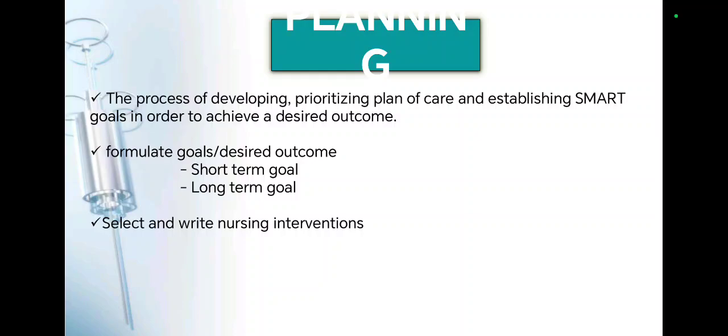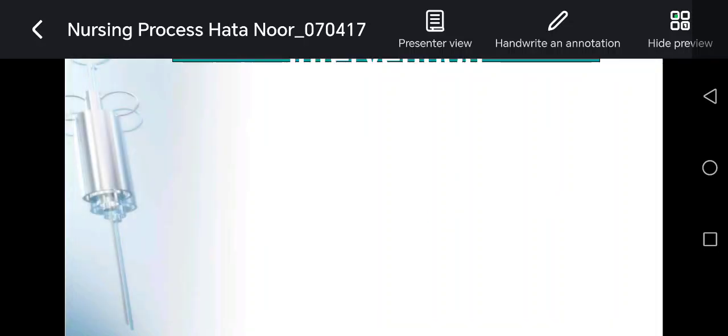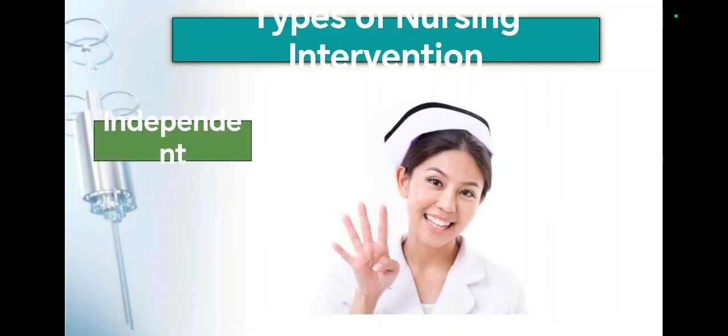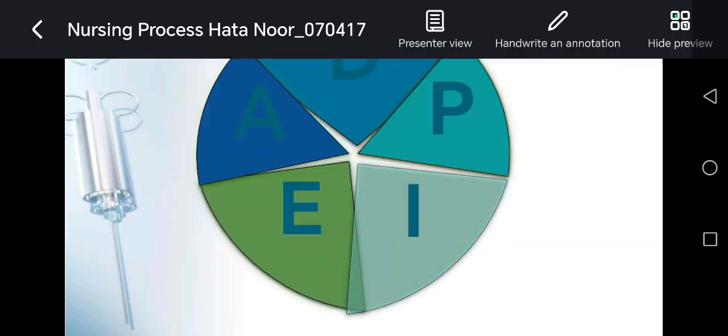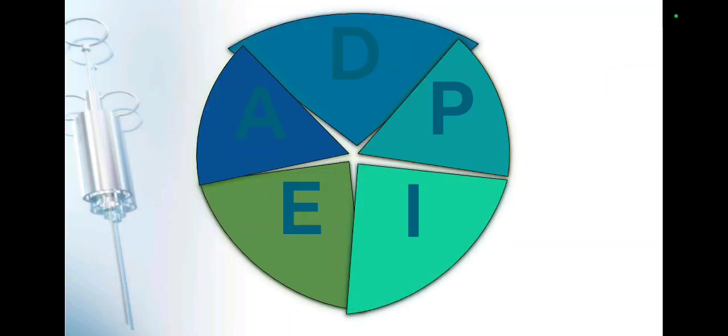Now, again, I've mentioned nursing interventions can be independent, dependent, or interdependent. So, you will identify what are the independent interventions. You will start first with independent and then afterwards the dependent and then the interdependent nursing interventions. So that's all about planning. You just have to set your goal. You just have to set your objectives, your desired outcomes. After that, you will plan for your activities.